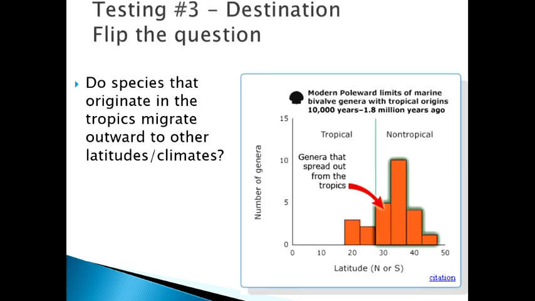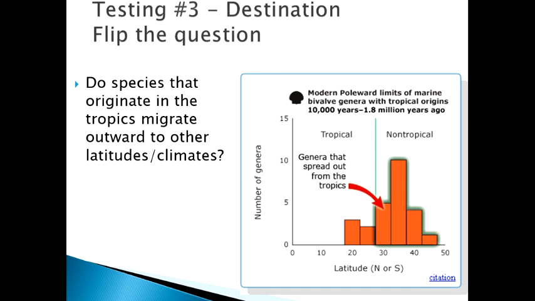So somebody flipped the question and asked it the other way. Are there species that originate in the tropics that migrate outward to other latitudes and climates? This way you just have to find the one fossil of your group in the tropics somewhere that is its origin point, and then if you find it away from the tropics, you're gathering data for answering that question.